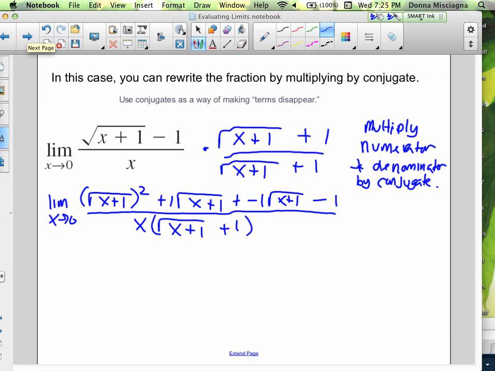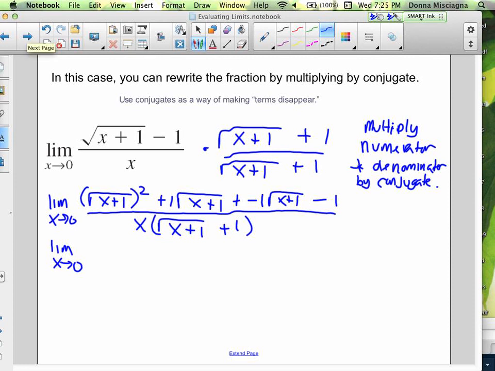Because we know they're just always going to be 0. That's a property of the conjugate, right? Essentially, this is like a difference of squares. If you multiply something minus something and then the same something plus something, you'll have a something squared minus a something squared, and all the middle terms disappear. All right, so we have the limit as x approaches 0.